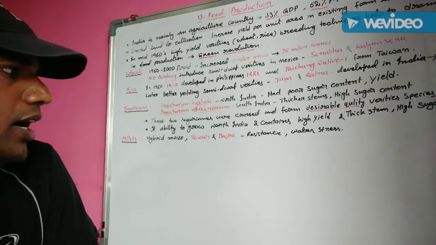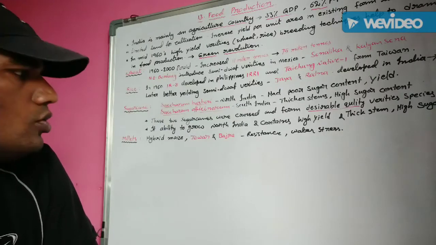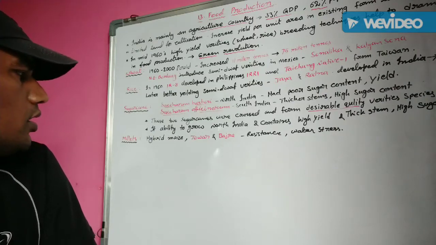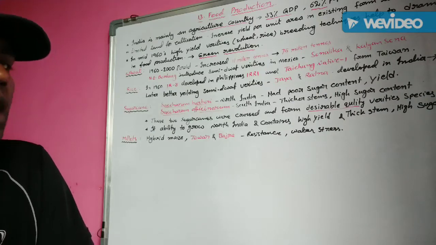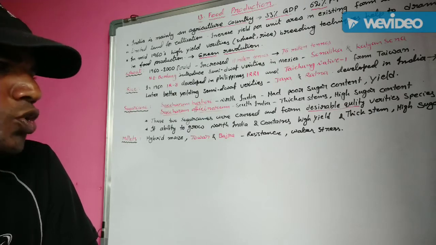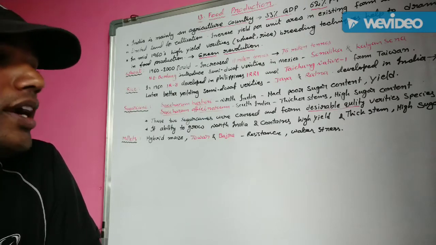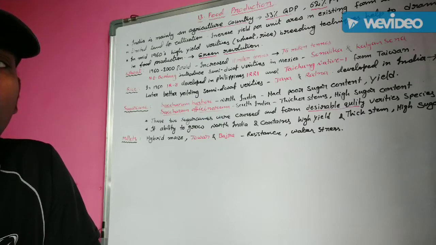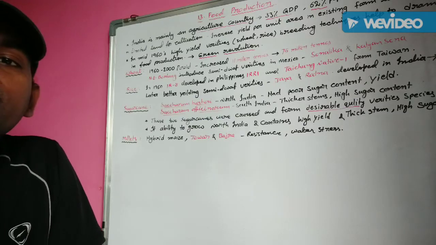Jowar and Bajra, these are also new hybrid varieties introduced in the agriculture field as millets. So these have high resistance to disease and pathogens, and also tolerate water stress conditions.